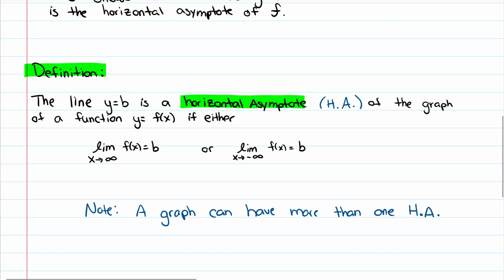It's also important to note that functions can actually cross horizontal asymptotes. They only converge to them as x approaches infinity. So near 0 or 5 or 10, they can actually cross these asymptotes. It's only as we look at the graph near infinity or negative infinity.